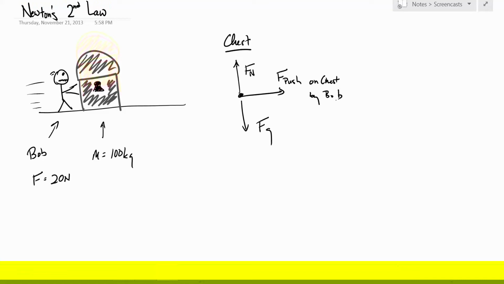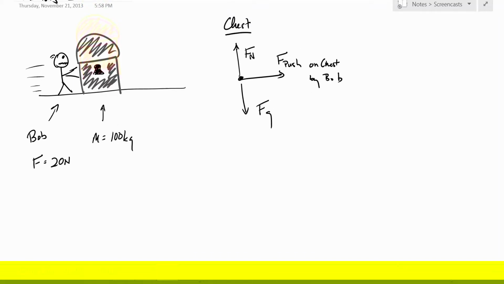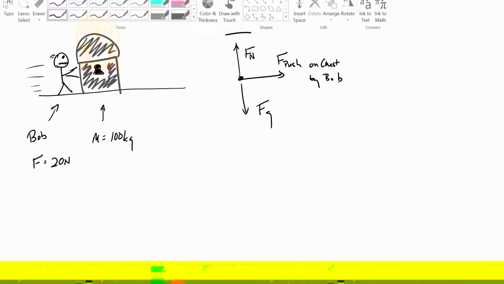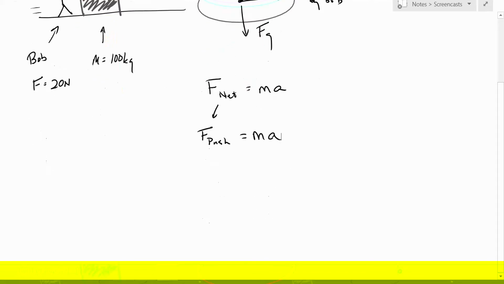So, Bob is thinking, alright, I'm a big, strong, burly man. I can move furniture. And he says, I know that if this is the direction I'm interested in, the horizontal direction, then from Newton's second law, I know that F net is equal to ma. And so Bob says F net in this case is his push. It's the only thing acting in that direction. So that should be the mass of the chest times its acceleration.